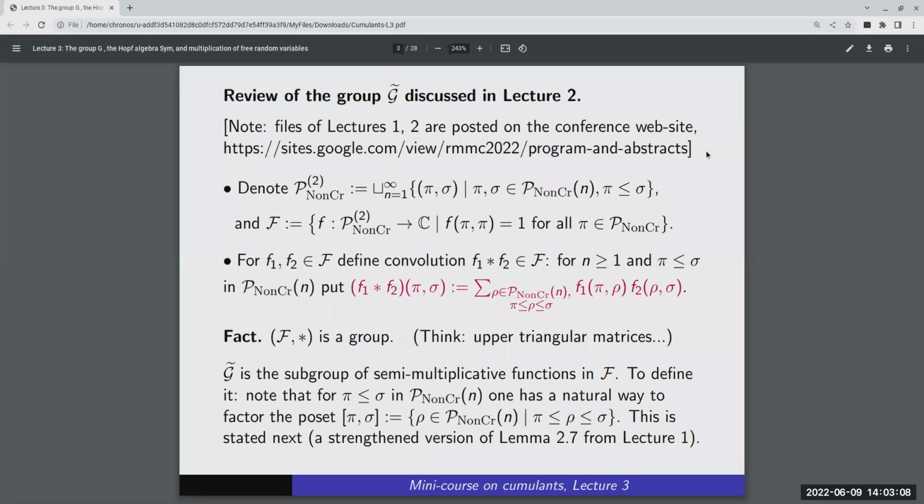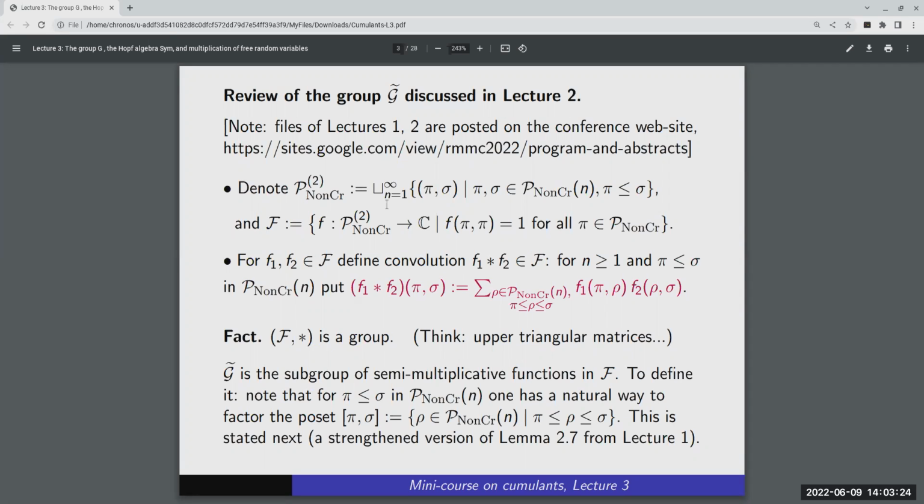The Ping is very nice and is posting these files. I'm not going to review the notation fully, but it is available if you want to see it on the website of the conference.